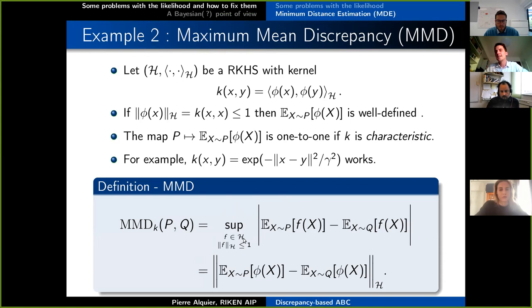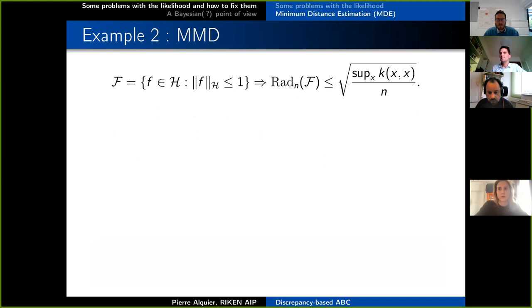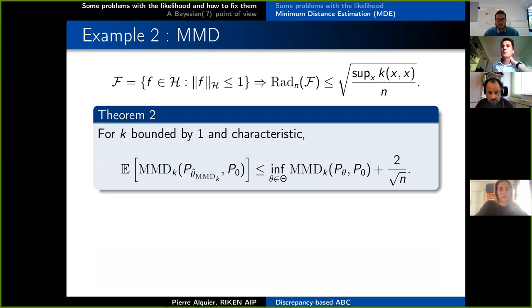It appears that there is a classical result here saying that the Rademacher complexity of this quantity is bounded if the kernel is bounded. Sounds weird because it's a large space, a non-parametric space, but still its Rademacher complexity is bounded. And you have exactly in the same way this result. Here I don't have the log, because when you use MMD, you can use alternative proofs to prove this convergence. But essentially, again, you recover the best possible approximation of P naught in the model plus something that goes to zero.